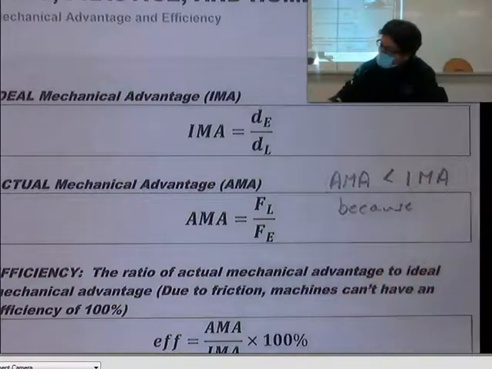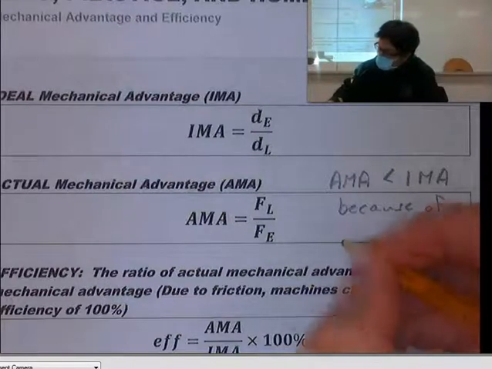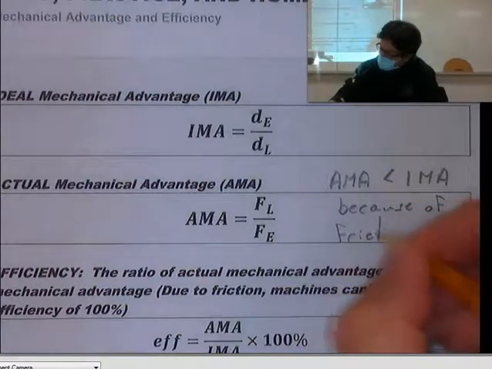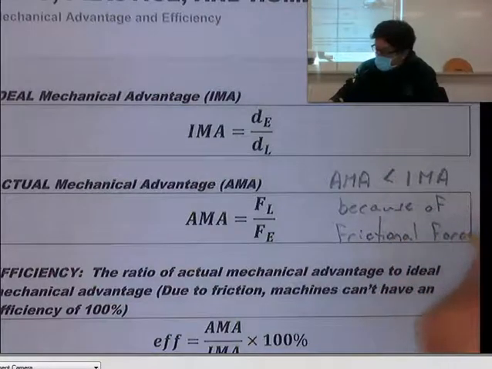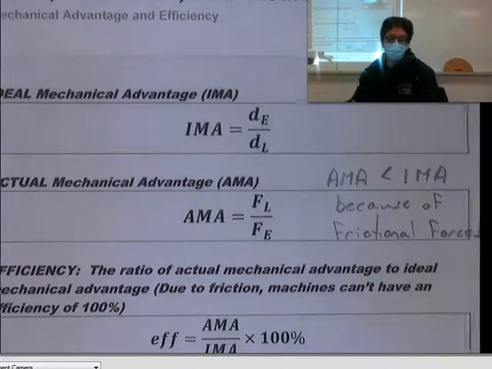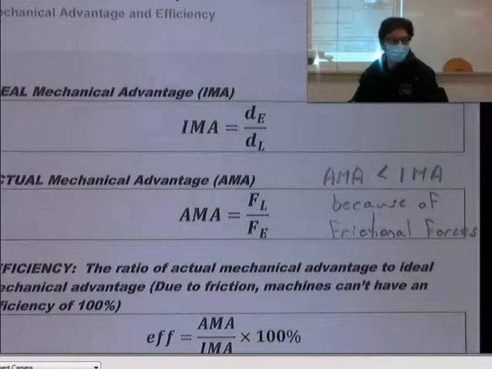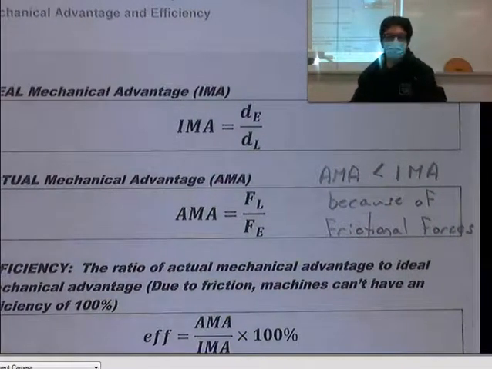because this could definitely be a test question, because of frictional forces that are always present in any kind of machine. Even if you took that machine and threw it into space, doesn't matter. Those machines still have interacting parts. Those internal frictional forces will be present there, always.